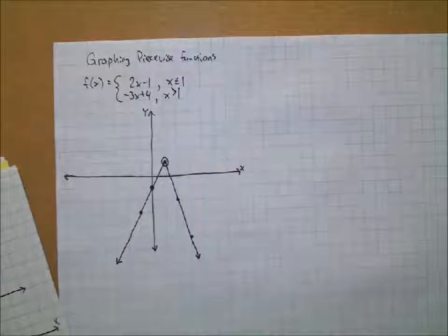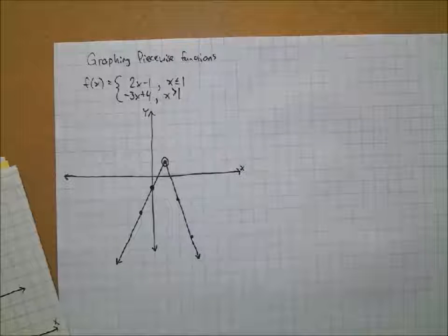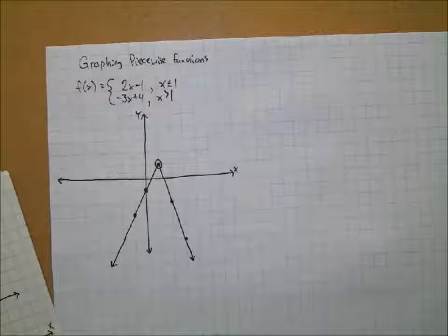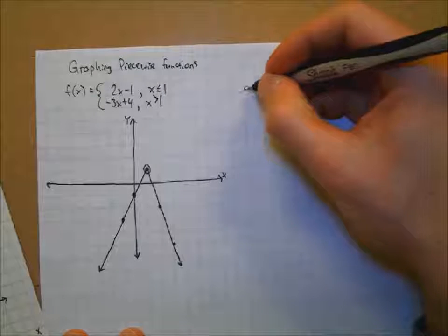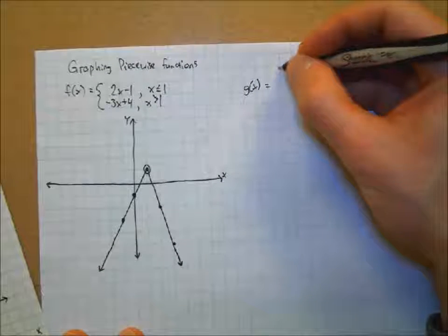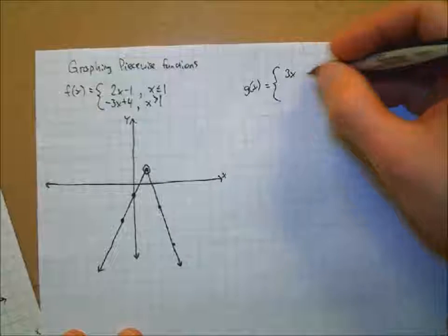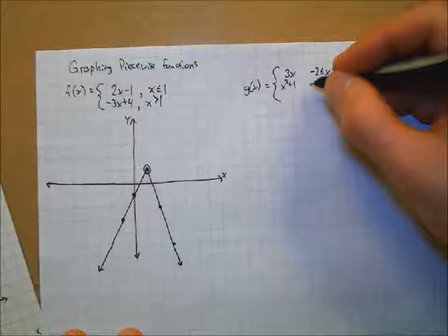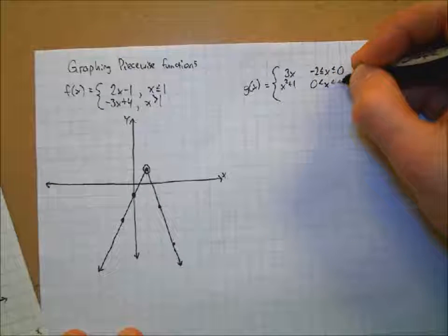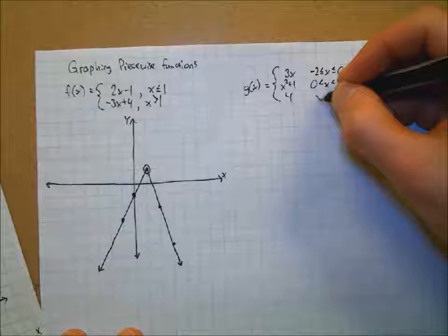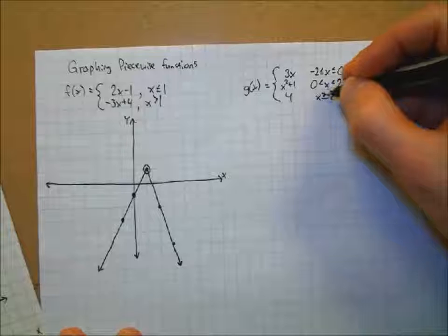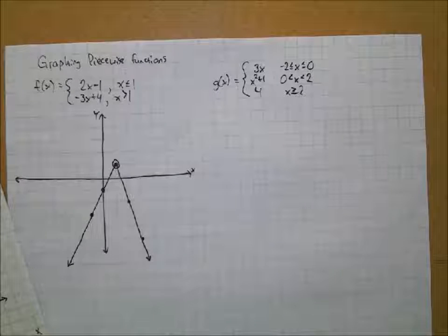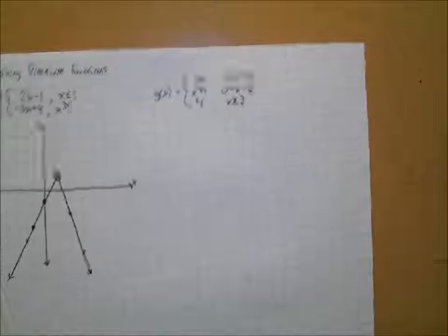So feel free to use your other techniques that you have for graphing, once you get the hang of it. All right, let's do something a little more interesting here, though. Let's try g of x equals, I'm going to do 3 things here. 3x for negative 2 less than or equal to x less than or equal to 0. x squared plus 1 for 0 less than x less than 2. And then 4 for x values greater than or equal to 2. So 3 pieces here will make it look a little bit more interesting than what we had before.